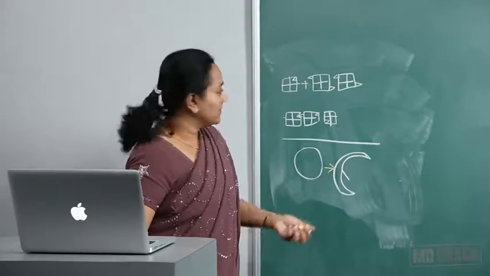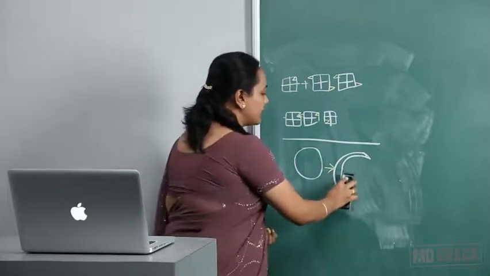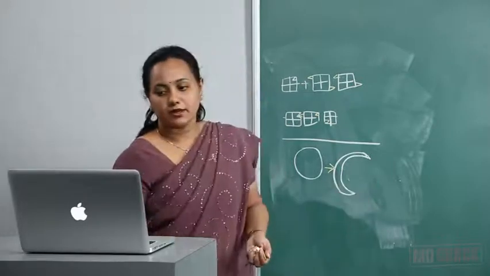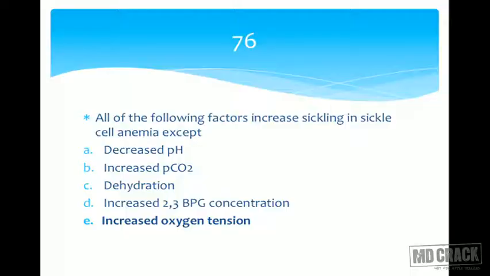And sickling is always increased in the deoxy state and not in the oxy state. So all of the following: increased sickling, decreased pH, yes; increased PCO2, yes; again you have got a deoxy state; hemoglobin dehydration, yes; increased 2,3-BPG, remember again deoxy state is being stabilized. So all these will cause increased sickling in sickle cell anemia. Let's go to the next question.